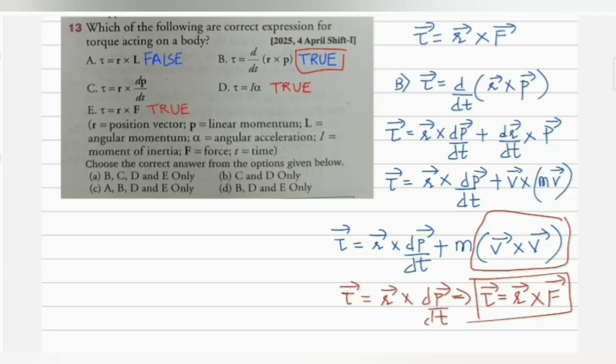Now we have to think about formula C. Tell me, tau vector is r vector cross dp vector by dt, is it correct? Yes sir, that is correct. Tau vector is r vector cross dp vector by dt, right? So this is also true, students. So I think formula B, formula C, formula D, formula E all are correct. So this is going to match with option A, correct? Option A says that B, C, D and E all are correct.